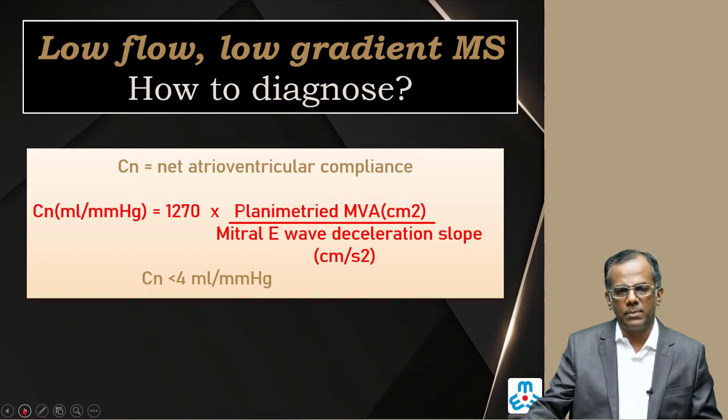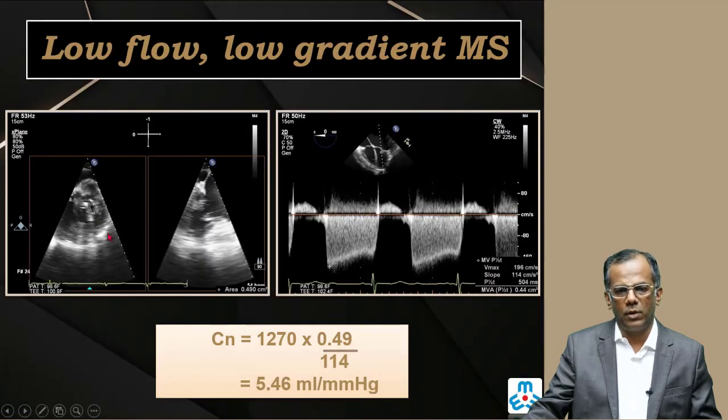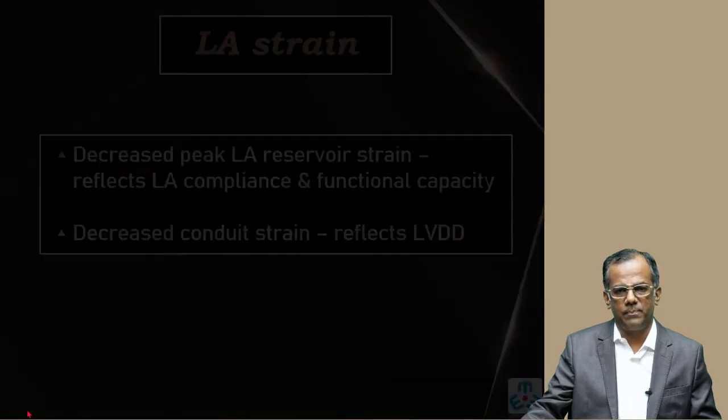Yes, by something called as the net atrioventricular compliance. It is basically 1270, which is a constant, times the planimetry mitral valve area divided by the mitral valve E-wave deceleration slope, and any net compliance less than 4 mL per millimeter of mercury is low flow, low gradient mitral stenosis. So you'll have to know the mitral valve area by planimetry and the E-wave deceleration slope, and you can calculate the net compliance to diagnose low flow, low gradient mitral stenosis.